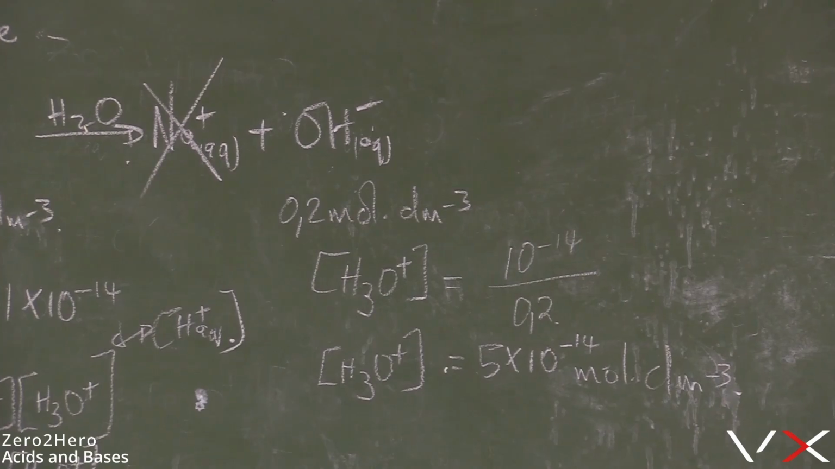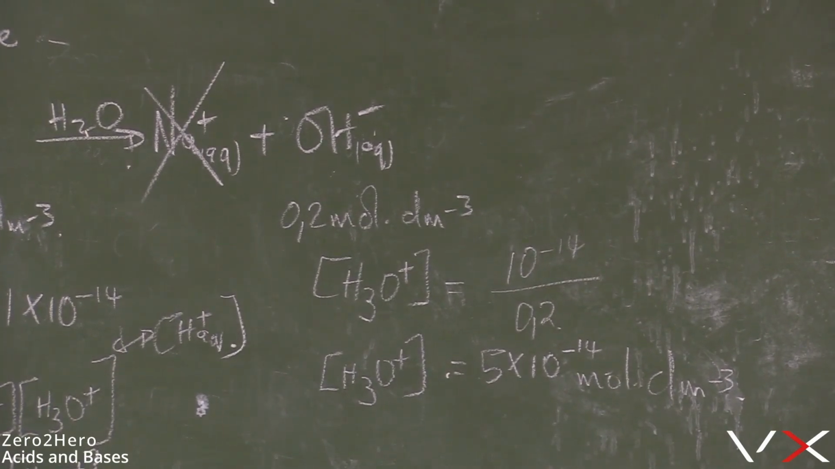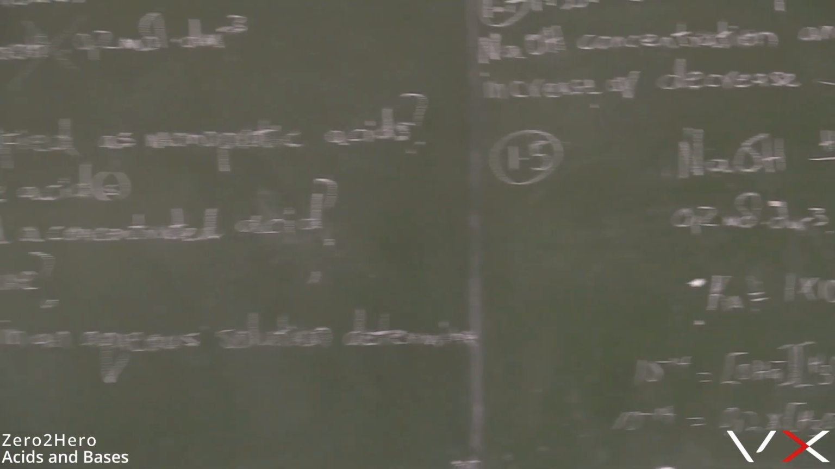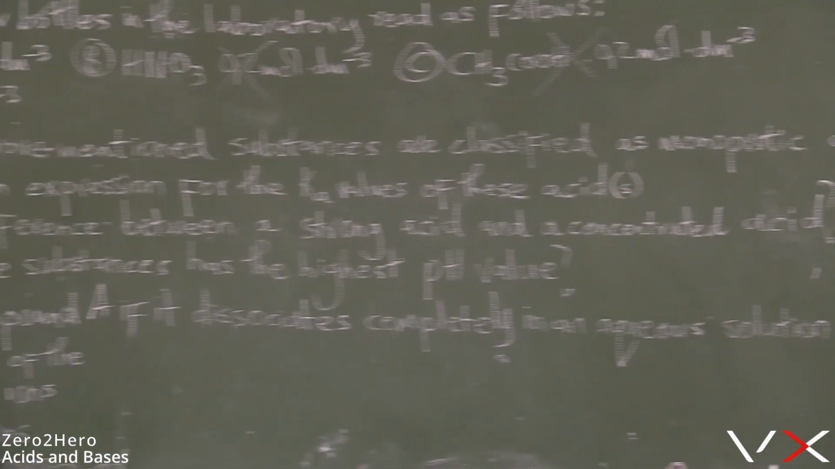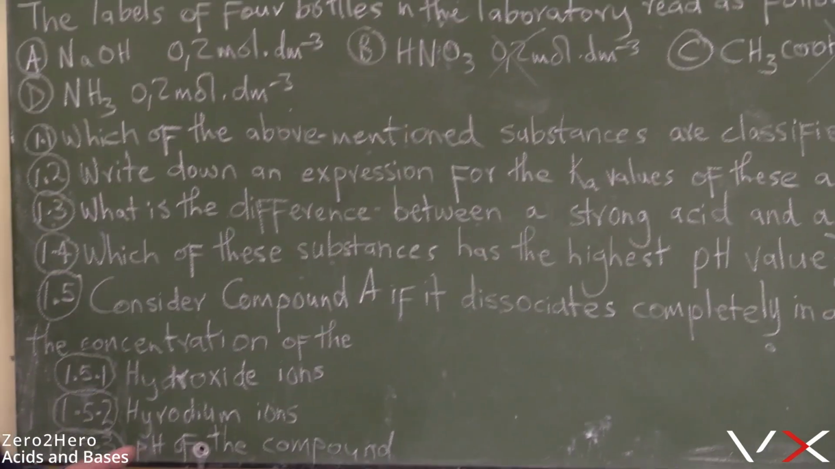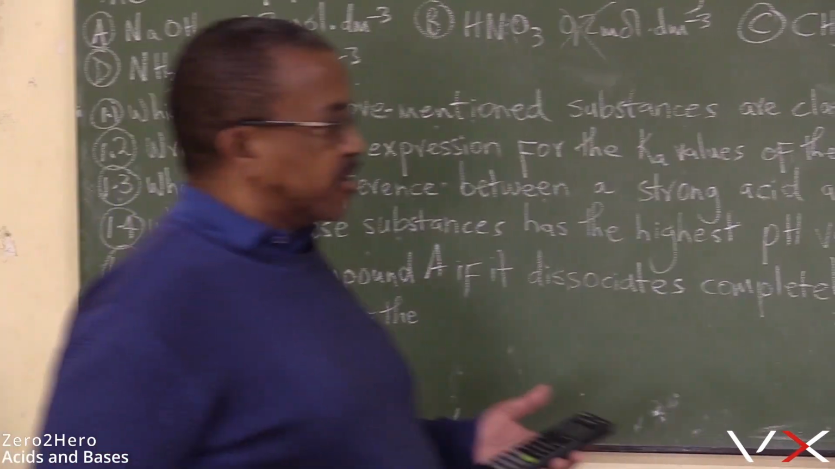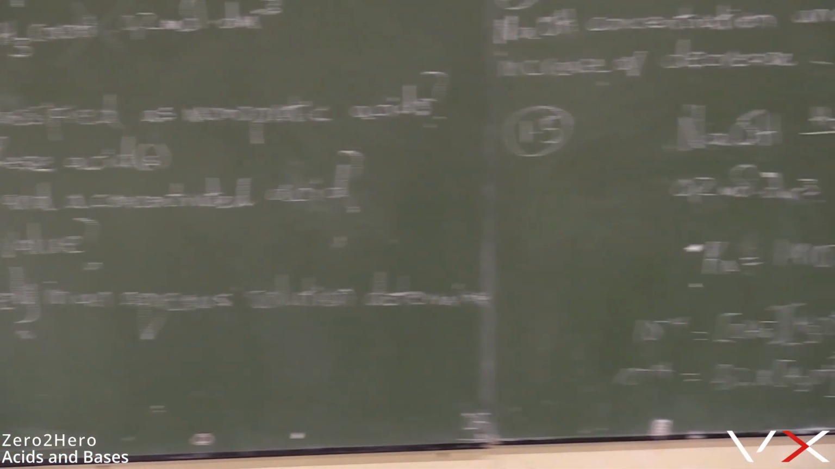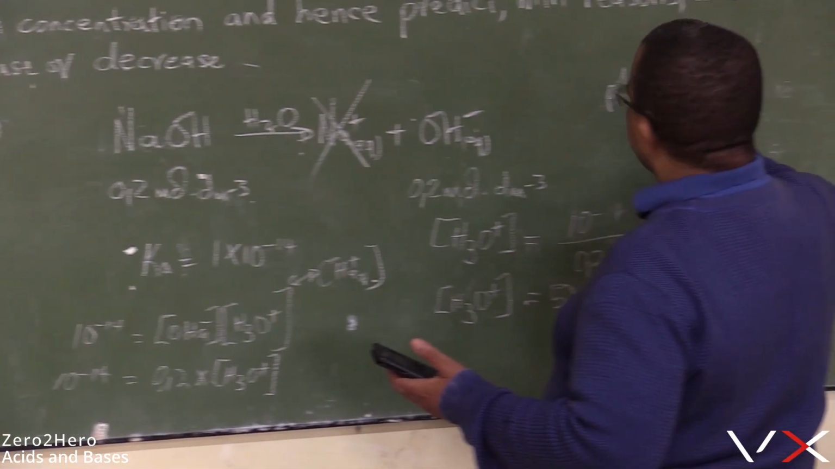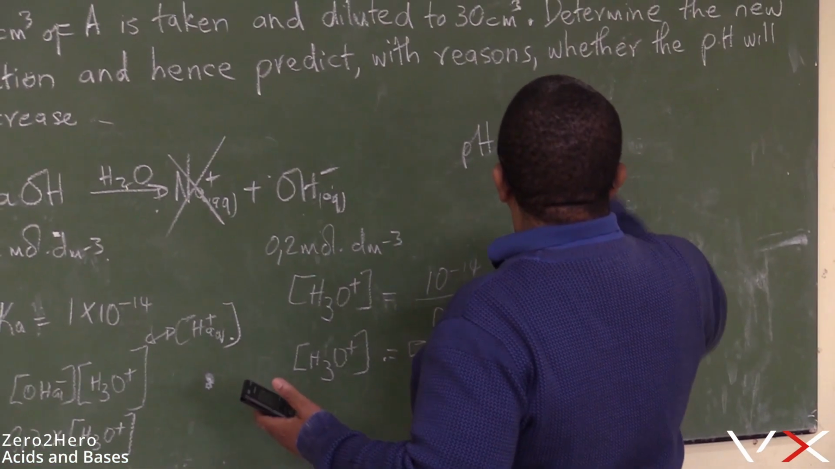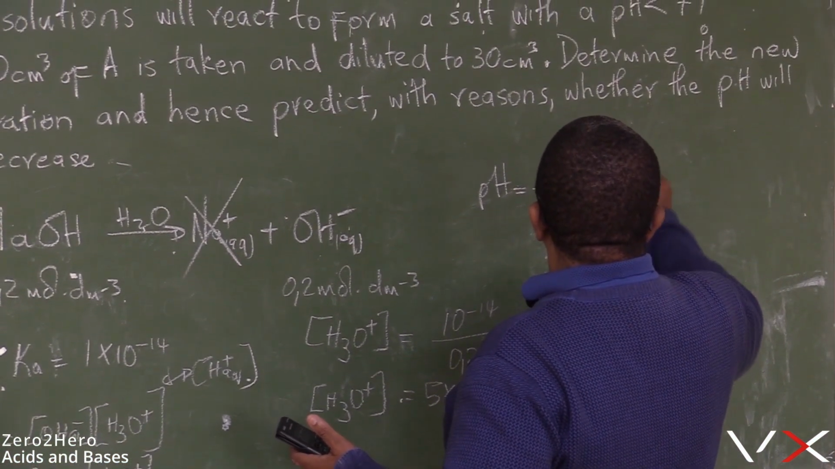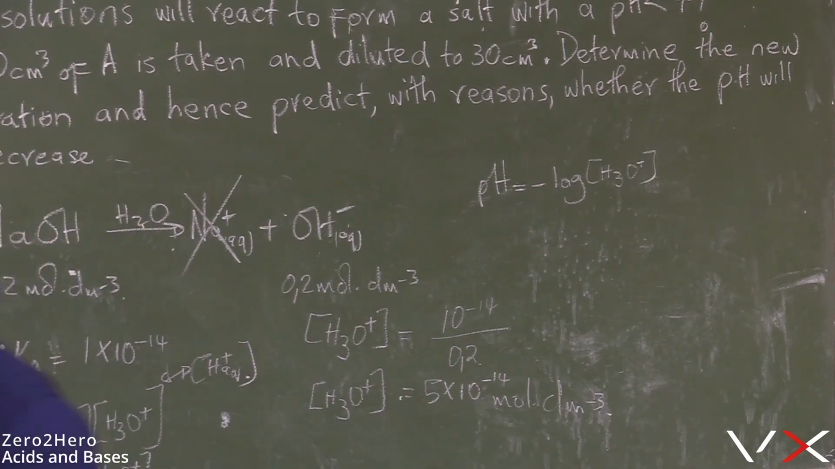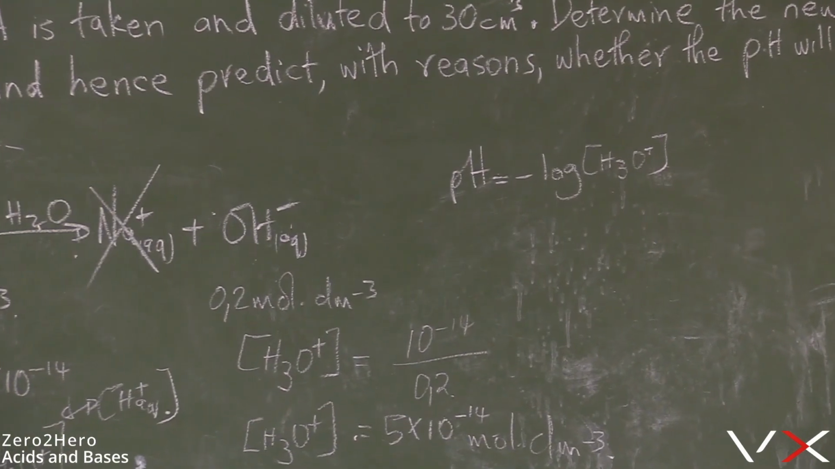That is the concentration of H3O plus. So this is how we got the answer. What is the pH of the compound? The pH is minus log the concentration of H3O plus.